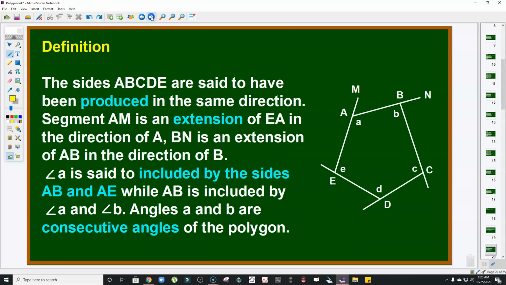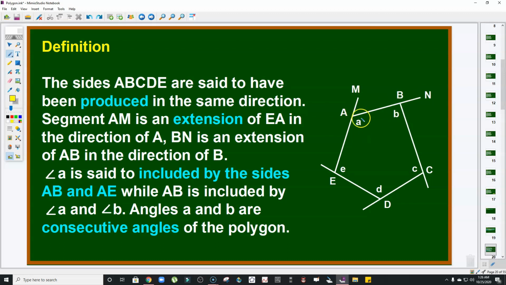Next, the sides of ABCDE are said to have been produced in the same direction. Okay, segment AM, this one, is an extension of EA in the direction of A. Okay, starting from E towards A, so this is the extension. While BN is the extension of AB in the direction of B.